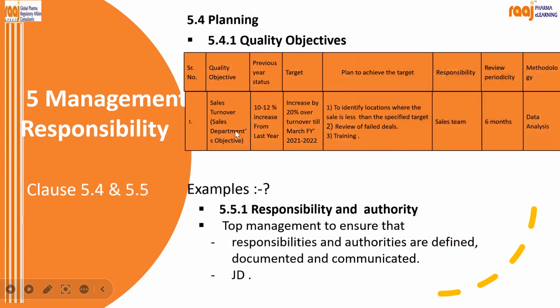Like I had given one example, right? Quality objective, sales turnover, department objective. For example, the previous year status was a 10 to 12% increase from the last year. Target is what? Increase by 20% over turnover till March. And the plan to achieve the target is what? To identify locations where sales are less than the specified target, review of failed deals, and training. And responsibility was sales. Review time cycle was 6 months.